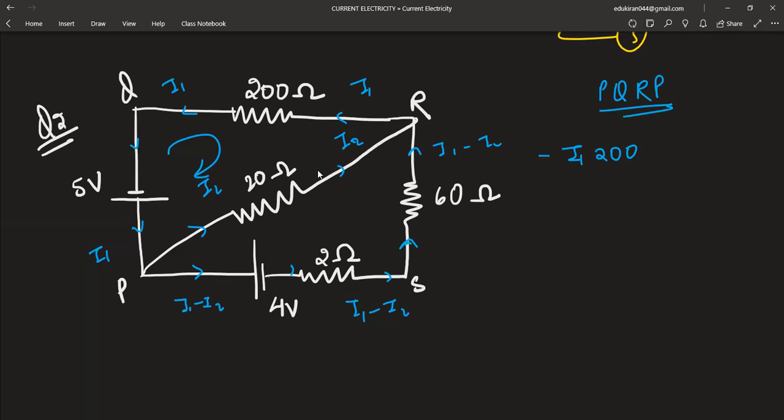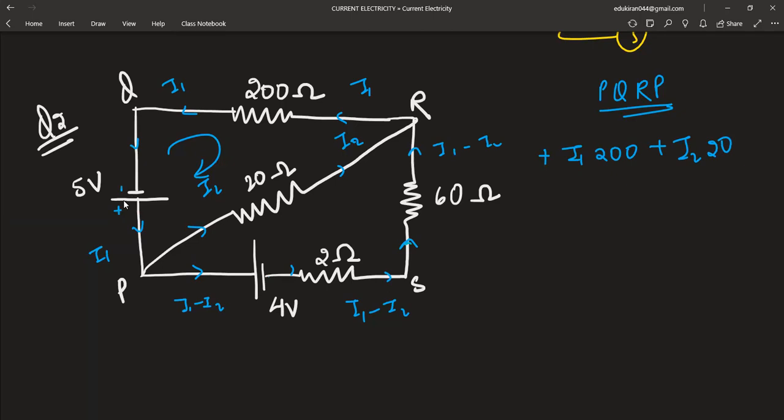Then see, this is opposite direction, right? No, this will also be plus. Yes, we are moving here in the opposite direction, so it will be plus. Here also we are moving in the opposite direction, so this will also be plus I2 into 20. Here we are coming. Here there is no resistor. We just have a single battery.